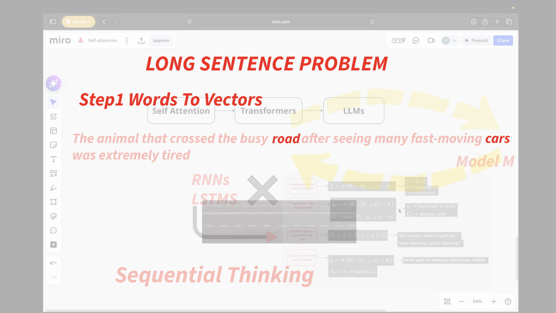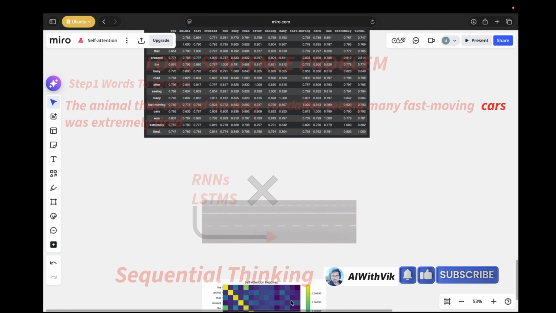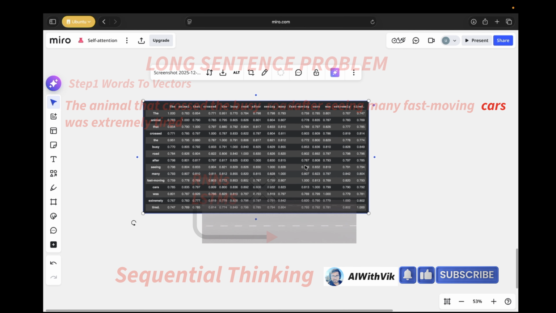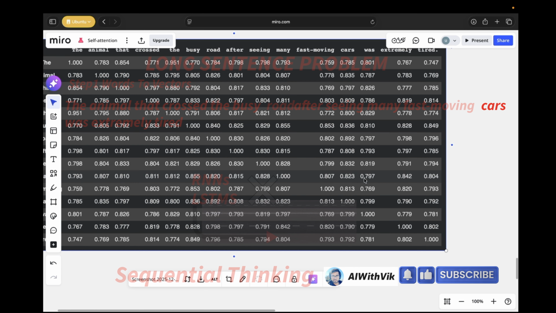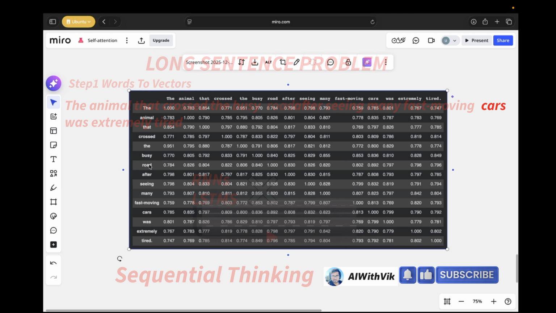Now let's look at a similarity mapping to understand this. I have already plotted this. Alright, so let's zoom in. You can clearly notice that the word road is in a very high relation to cars. Each word's similarity with every other word has been measured here, a kind of similarity matrix. I will attach the notebook with the video, but let's first understand it.